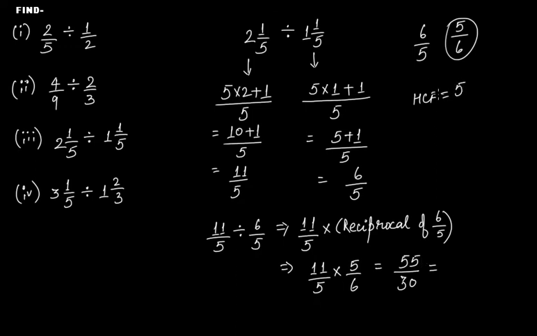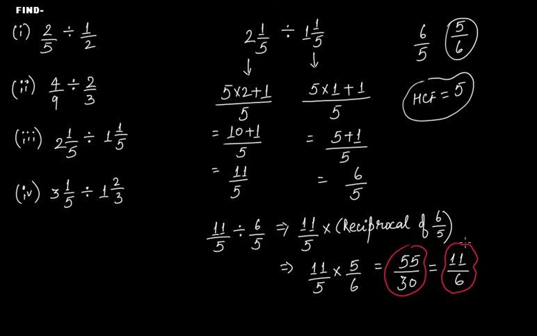I'm just leaving it for you to find out. We are not going to find out the highest common factor. That's for your homework. So if you divide 55 by 5, you'll get 11. And if you divide 30 by 5, you'll get 6. Now, this is also correct. And this is also correct, right? So this is a simplified form of this fraction.